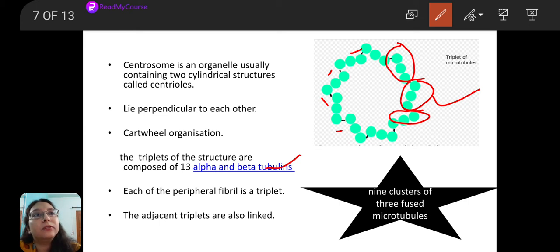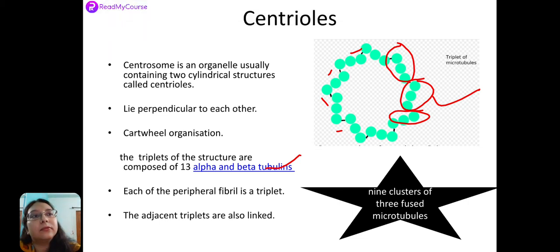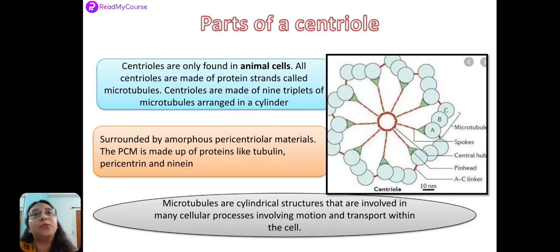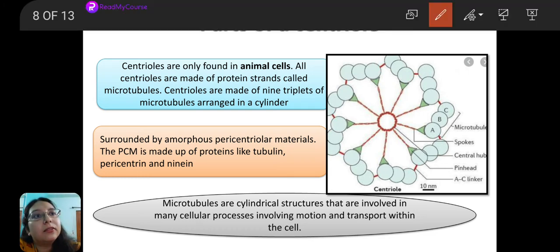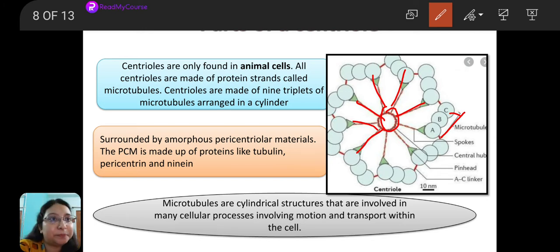Next we move on to the next slide. See what the different parts of a centriole are. Now when we cut the cross section, we find a central portion which is the hub. This is the central hub of a centriole. From that we see these spoke like structures radiating out. These are the radial spokes. Then we have A, B, C, these 3 triplets, right? These are the arrangement of the microtubules. Okay, we have already studied, we find the link between those triplets. This link is nothing but the AC linker.